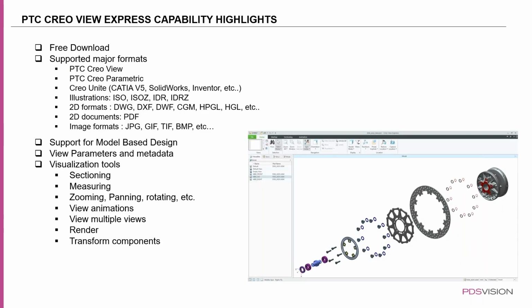And let's now jump into some of the capabilities that Creo View Express has. Okay, so one of the main capabilities, or one of the main focuses, is that Creo View Express is free for download. So you can download it for free, and it supports major formats. This includes documents and also CAD. You can also view all of the Creo View formats. So you can view PVZ, PVS, EVZ, just to name a few.